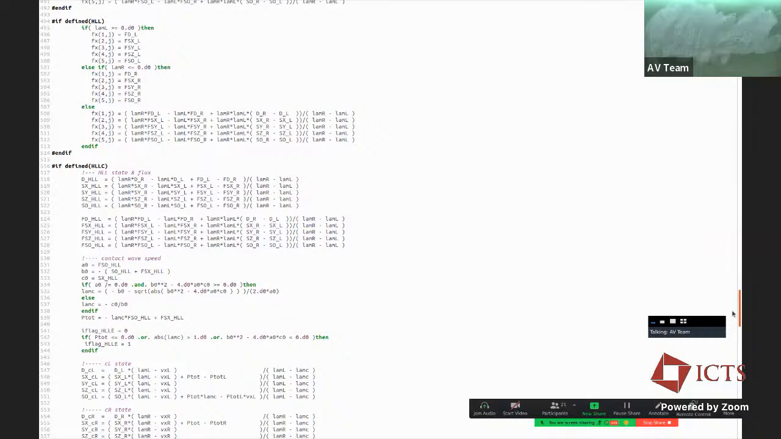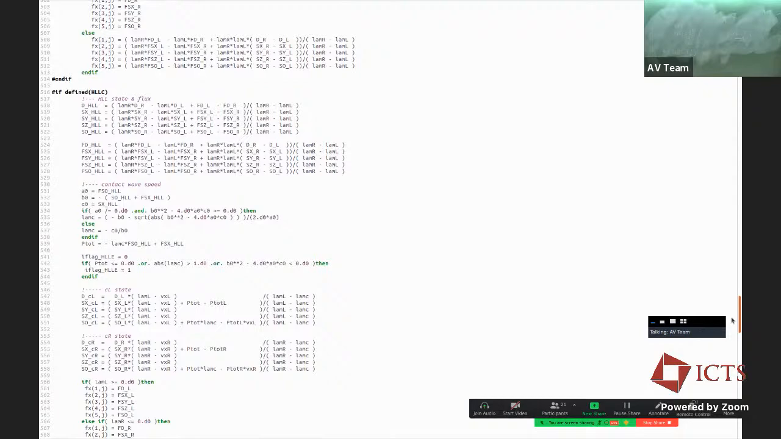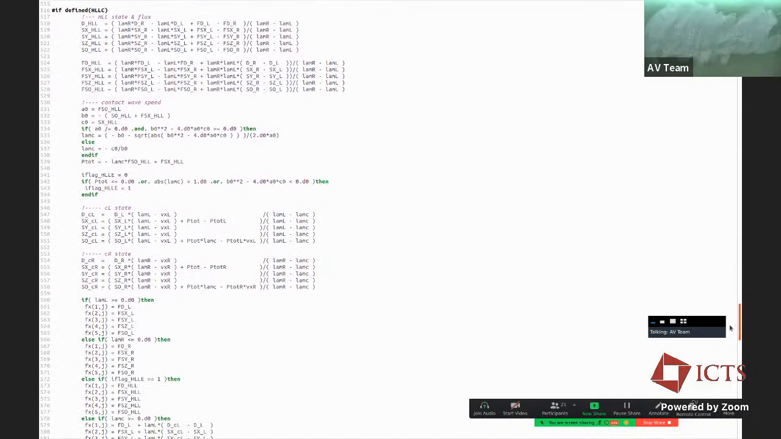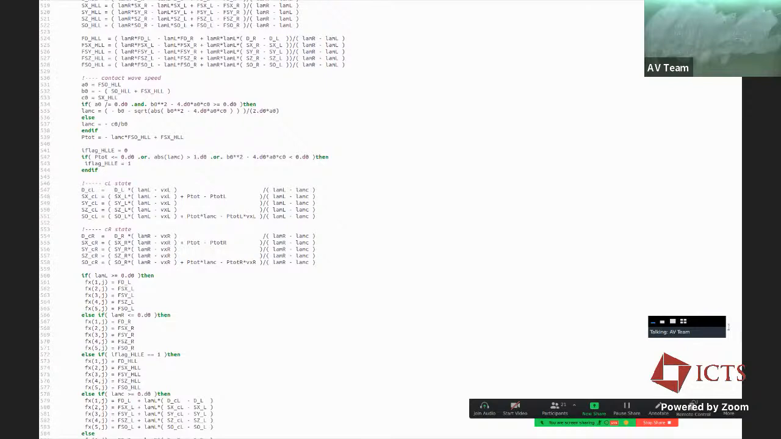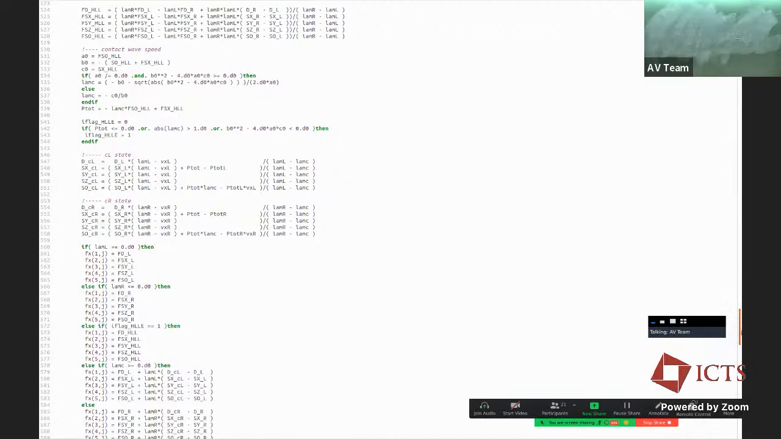To obtain this structure, first you need to get the characteristic speed of the contact discontinuity, lambda C, by solving these equations. Then you can get the intermediate total pressure inside the Riemann fan. So now you are ready to calculate the star state. Okay, star state, maybe you don't remember.